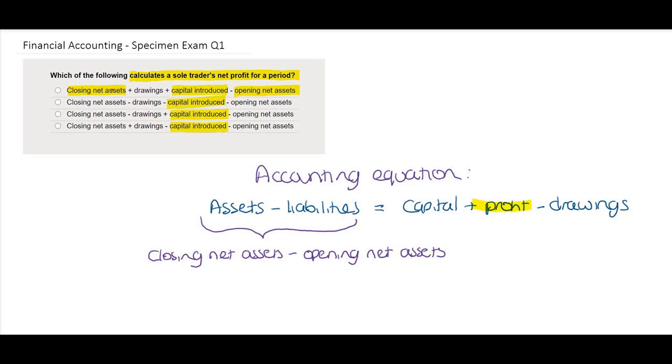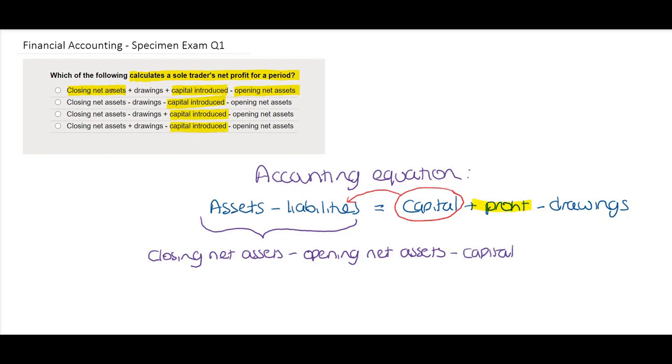If we look at our capital figure, this is on the right-hand side of the accounting equation. So if we move it over to the left-hand side to go alongside our assets and liabilities, where it was positive, it will now become negative. And so therefore we can deduct capital from these amounts.